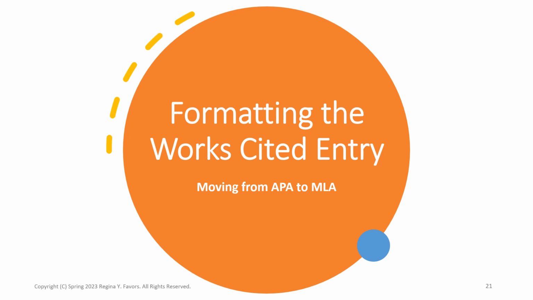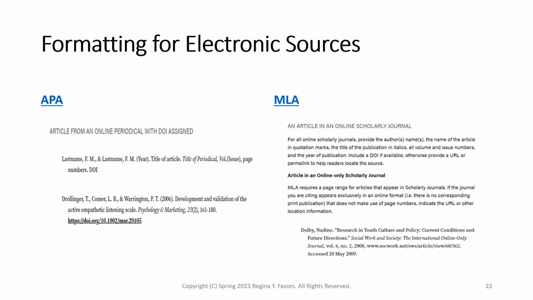Formatting the works cited entry, moving from APA to MLA. So you are formatting electronic sources in your paper, not the print materials. Even though you received a printed document or you can print documents, it is considered electronic material. So we have an APA for how to format an article from an online periodical with a DOI assigned. DOI means digital object identifier. So it's just another way to convert what would be a long website address into a shorter website address.